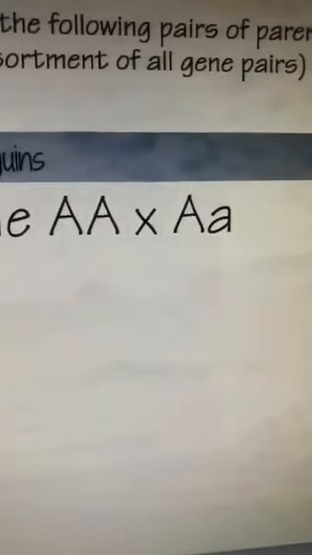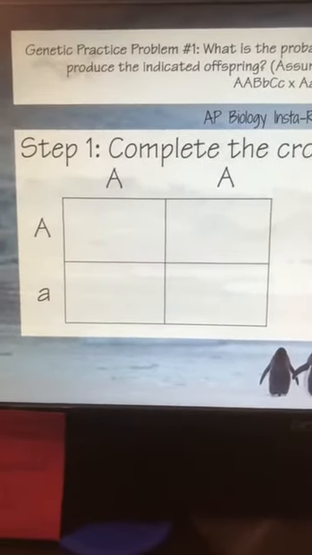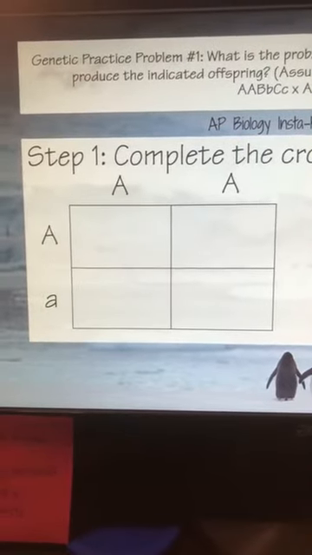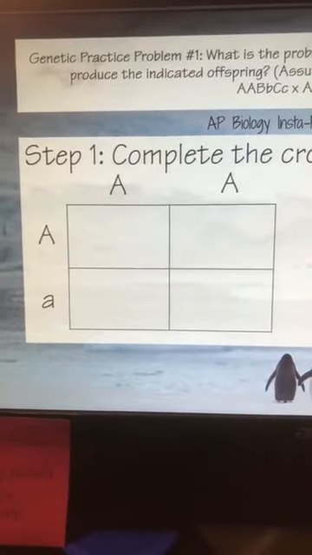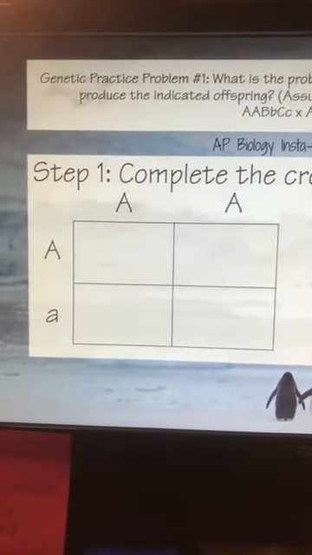So we're first going to cross the capital A with the capital A lowercase a, so homozygous dominant with heterozygous. We're going to go ahead and put that on the Punnett square. And again, I'm just going to be clicking through this and explaining it. All of these will be given to you on that website, apbiopenguins.weebly.com. All of these slides will be up there so you can look at them if you need to reference anything.